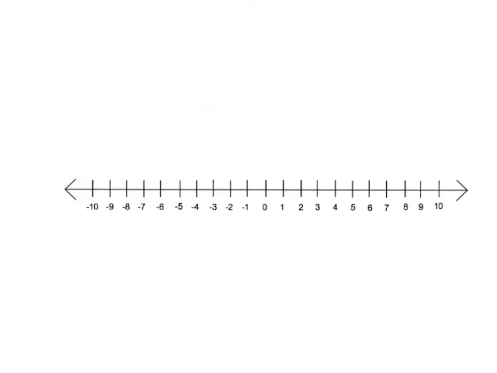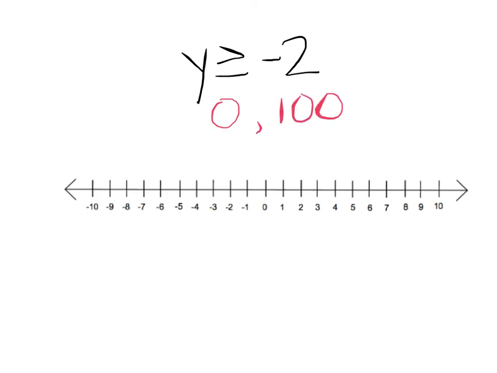Alright, so let's try another graphing one. This time let's look at y is greater than or equal to negative 2. Again, I'm going to ask you to think of some numbers that are greater than or equal to negative 2. So greater than, bigger. 0 is bigger, right? What else is bigger than negative 2? 100 is bigger than negative 2.